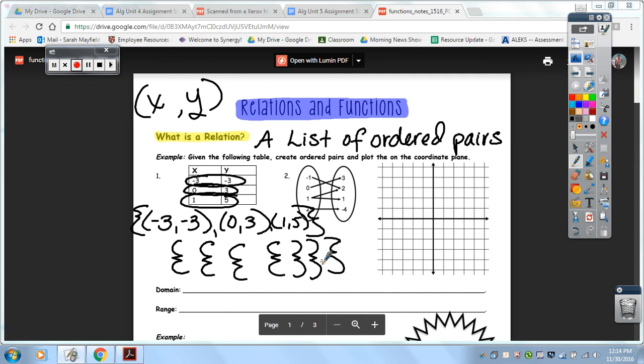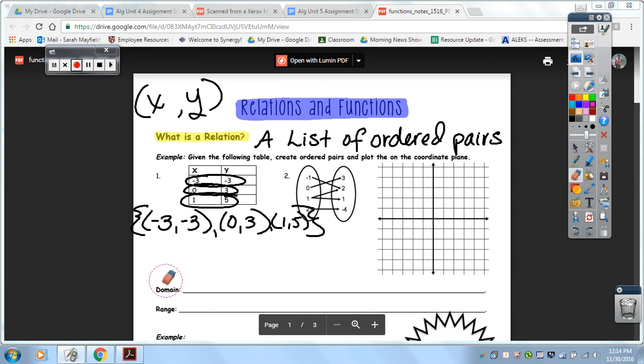You have to attempt to draw these braces. A brace like this does not count. So if you need to pause the video to practice, you can, or we'll keep going. But in a relation, in order to make a successful mathematical list, it has to involve these squiggly braces. Okay? So now I'm going to pick up one of my highlighters, and I'm going to plot each of these ordered pairs: (-3, -3), (0, 3), and (1, 5).